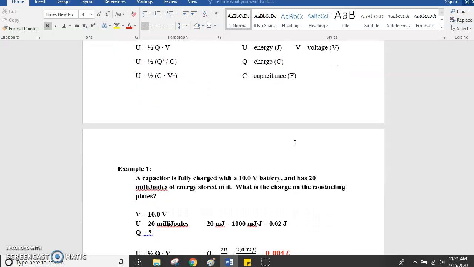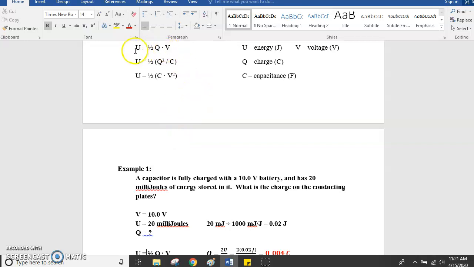A capacitor is fully charged with a 10-volt battery, so we have a voltage, and has 20 millijoules of energy. So that's U, millijoules. Milli is 1/1000th, so 20 millijoules is the equivalent to 0.02 joules. Like a millimeter is 1,000th of a meter. Centimeter is 100th. You guys know these. Okay. So we have V and U and are being asked to find what is the charge. So what is Q? So we need a formula of V, U, and Q.